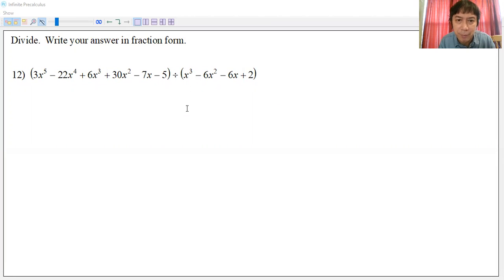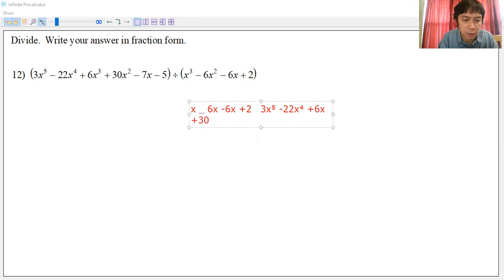All right, so we can type. Let's start with x cubed, we'll put the exponents later: 6x squared minus 6x plus 2 there. And then the dividend now, 3x to the 5th, and then minus 22x to the 4th, and then plus 6x cubed, plus 30x squared, minus 7x, minus 5.